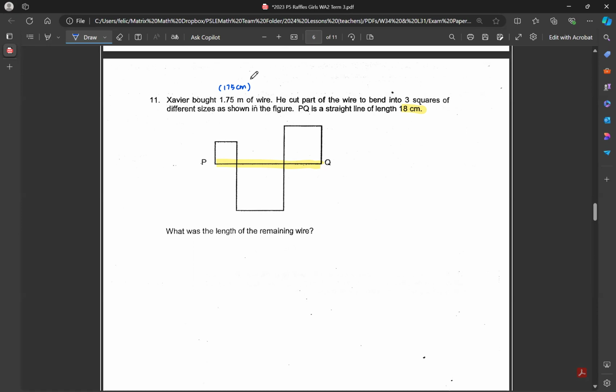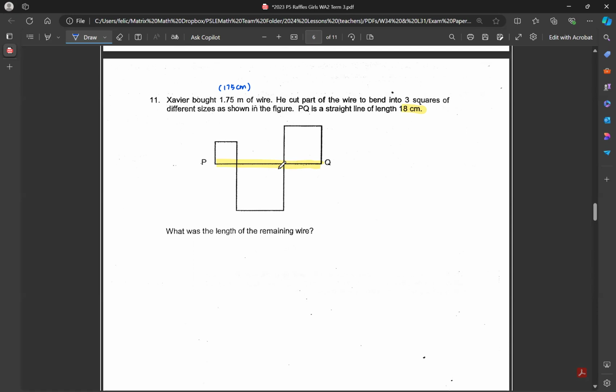All right. Now, we're going to start working with the 18 cm. But the thing is, I have a small problem here. I do not know exactly how many cm is each side of each square because they are all different sizes. I can't go and take 18 divided by 3 sides. You can't do that because the 3 squares are of different sizes.